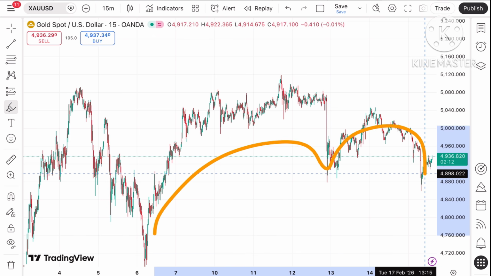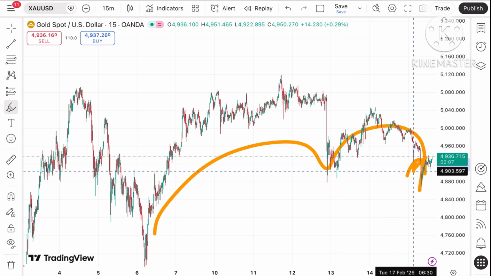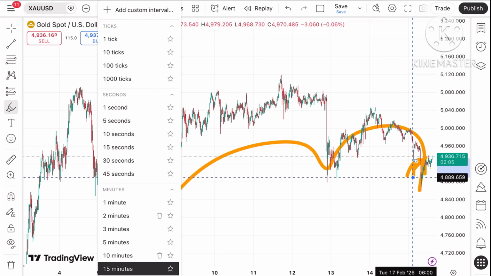See, there is a clear M pattern forming, so we can see a further downfall if the price keeps falling below 49.34, or if it keeps moving below $48.90.